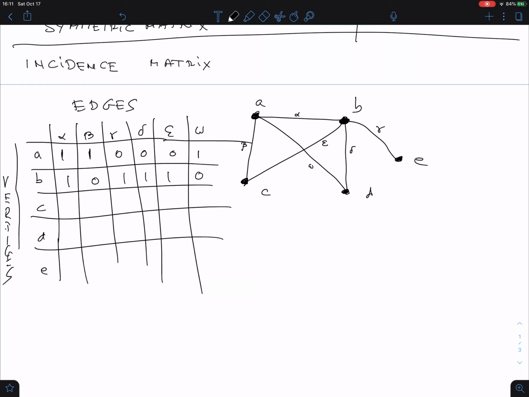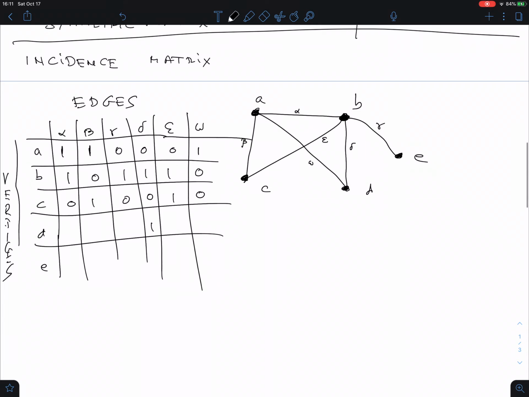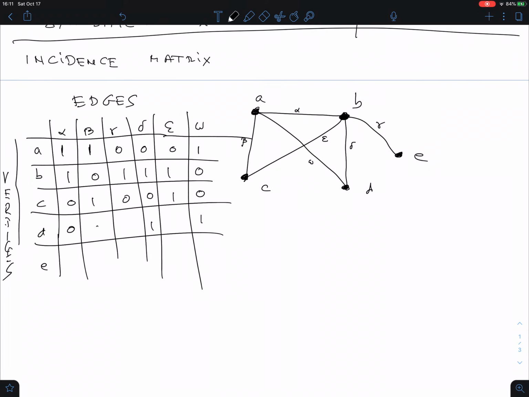Okay, let's go to C. In C, I have beta and epsilon, so the rest is 0. D has delta and omega. E connects only gamma, so only gamma is there, and the rest is 0.